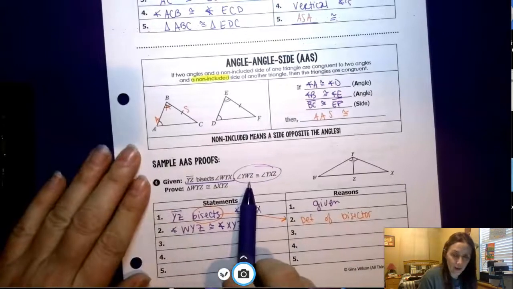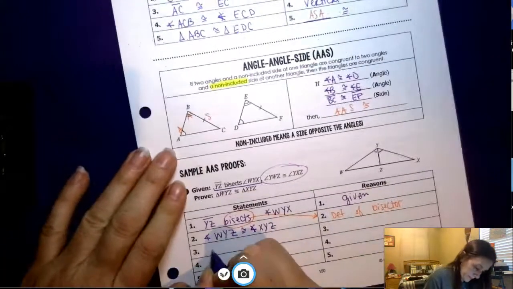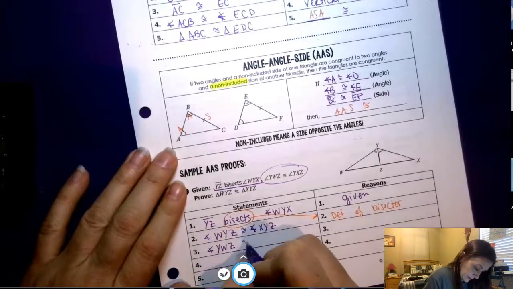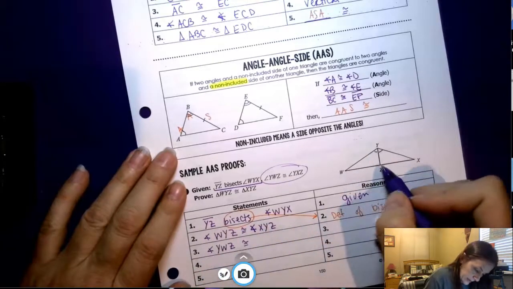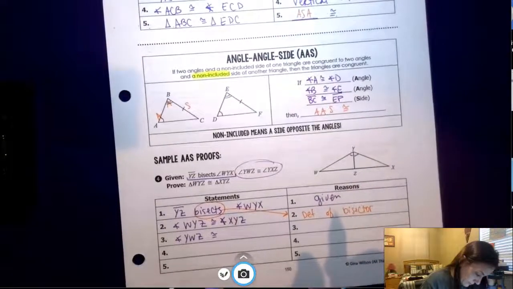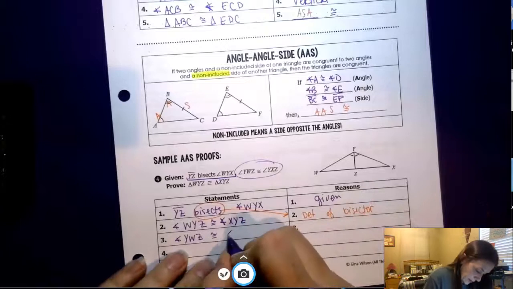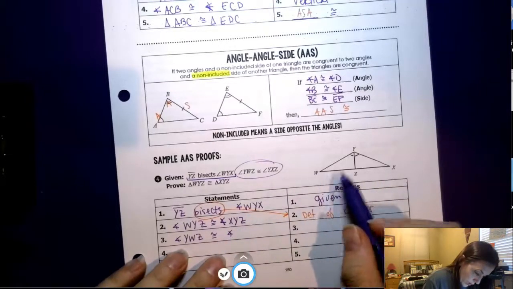I also have another given, so I split the given here. I'm going to say angle WYZ is congruent to angle YXZ.